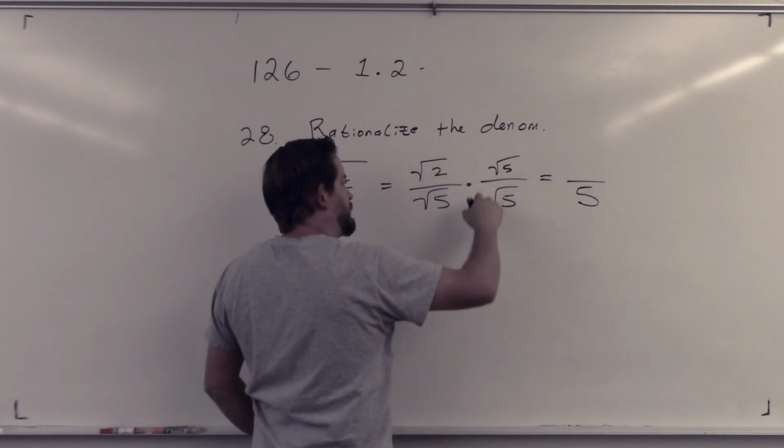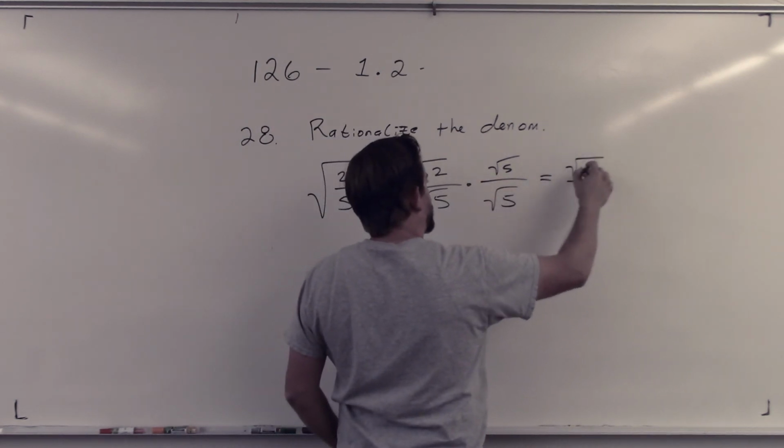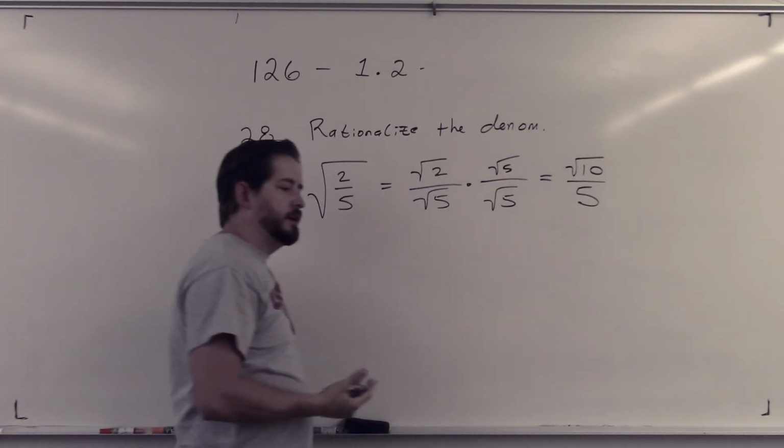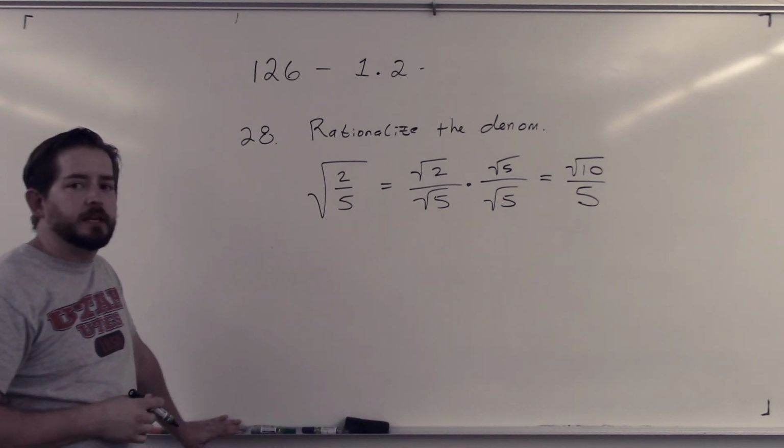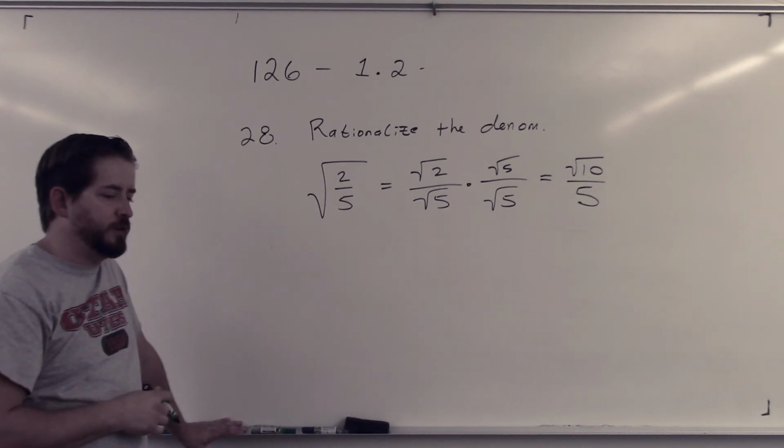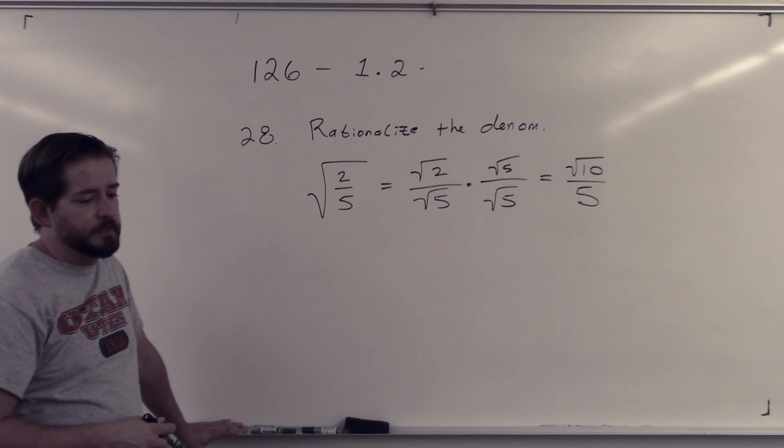Specifically because my denominator, the square root of 5 times the square root of 5, is 5. Up top I have the square root of 2 times the square root of 5. I can just multiply those together inside one radical, and I end up with the square root of 10 over 5. And that's it. I'm done.